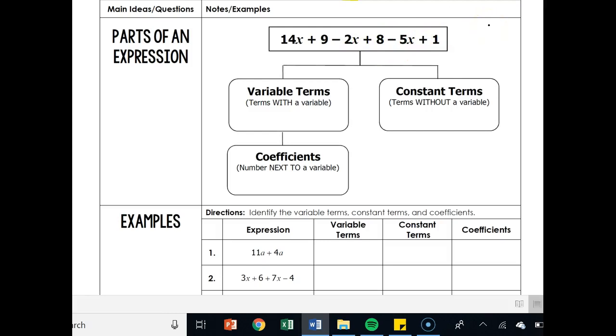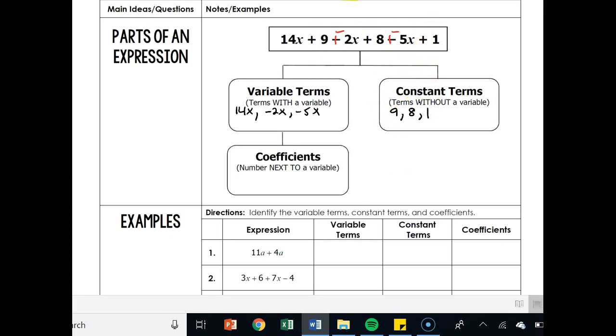Okay, so variable terms are simply that, numbers with variables. So we have 14x is a variable term. Negative 2x, you take the sign with it, and you might want to always keep it just to make sure you understand if it's a positive or negative. So negative 2x, negative 5x, those are the variable terms. Constant terms, those are terms without a variable. That would be 9, that would be 8, and that would be 1.